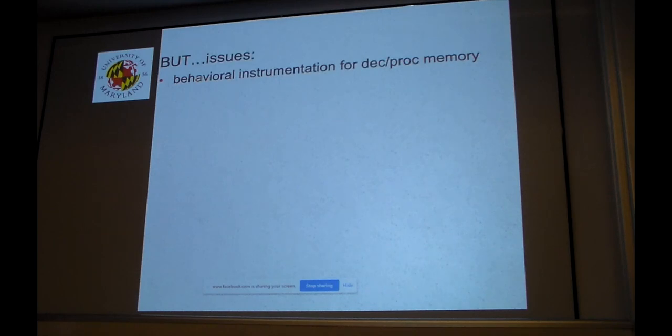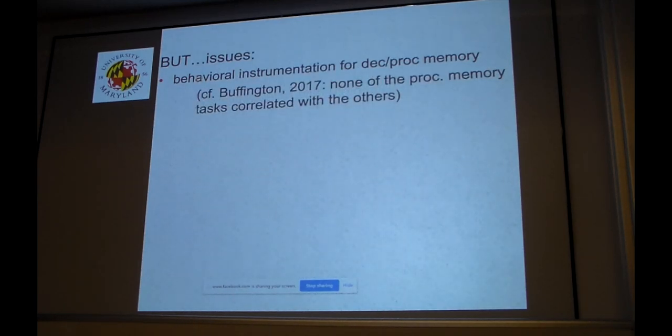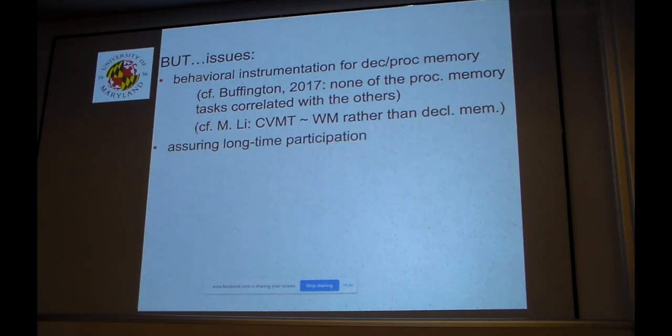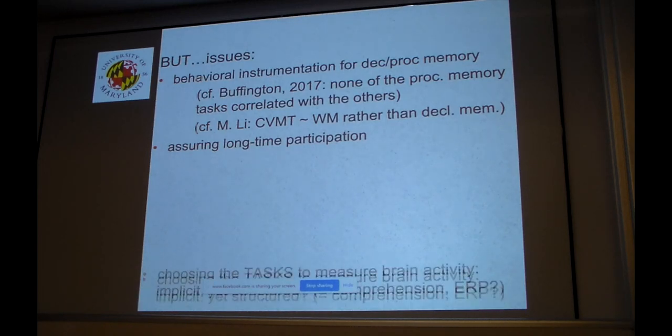Okay, so again, some more issues in this particular case now. The behavioral instrumentation for declarative procedure is problematic. The two tests that I mentioned there for declarative don't correlate very well. The two I mentioned for procedural don't correlate very well. Another one of Morgan Short's students just published a study on that, showing the doubtful validity of some of these tests. Buffington, yeah, I was getting there. So Man Lee, one of my own students, found that the continuous visual memory test correlated better with working memory than with other aspects of declarative memory. So all of that is not very nice. Assuring long-term participation is, of course, always a problem. So often studies that you would like to be longitudinal become cross-sectional.